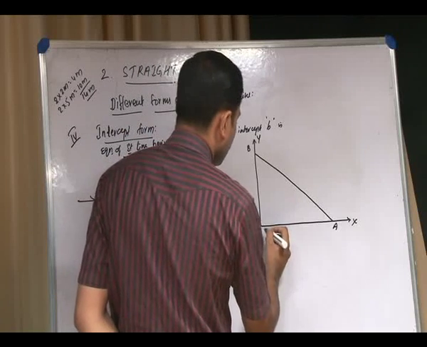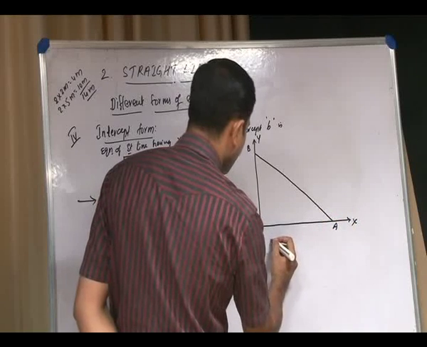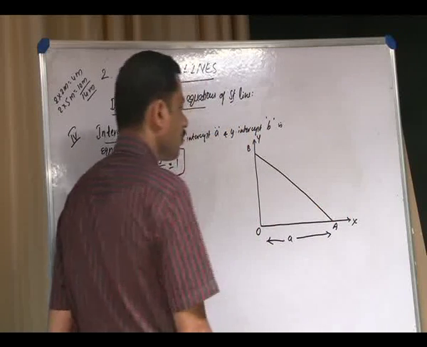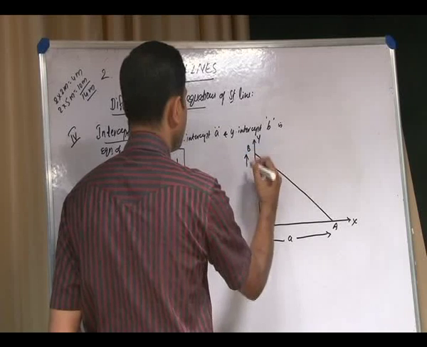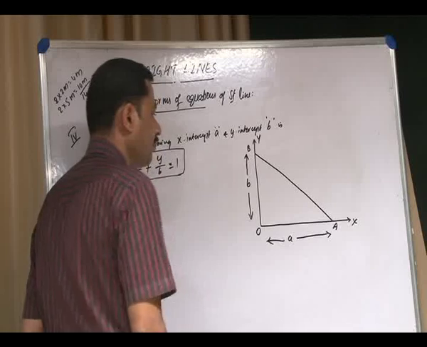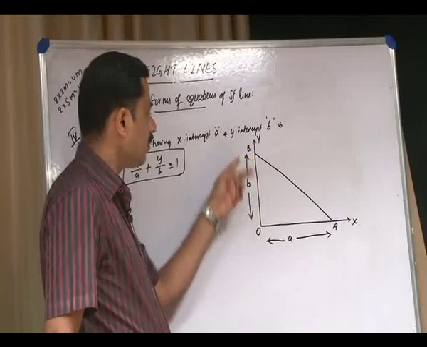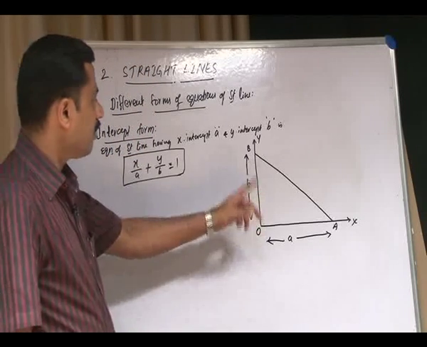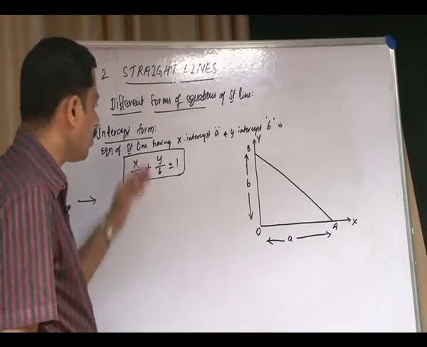Therefore, the distance from origin to the point on x axis, that is A, is called x intercept, and that is represented as small a here, and the distance from origin to the point B on y axis is called y intercept, and that is represented as small b here. So OA is equal to small a, called x intercept, and OB is equal to small b, called y intercept of this line. So, by knowing x and y intercepts, the equation of straight line is given by x by a plus y by b is equal to 1, that you are going to prove here.